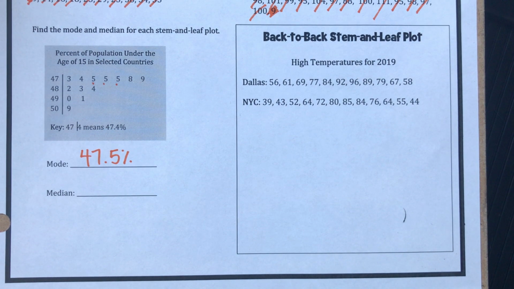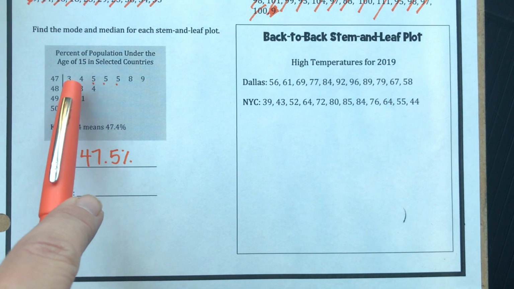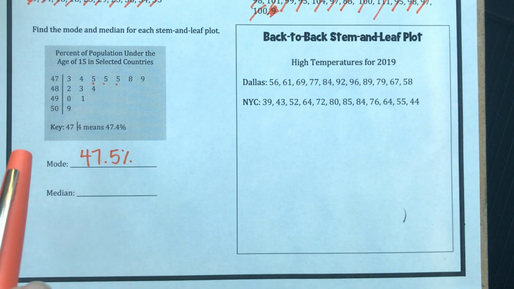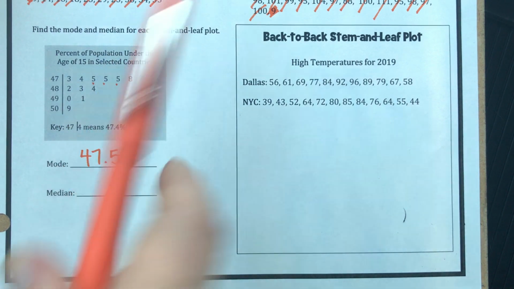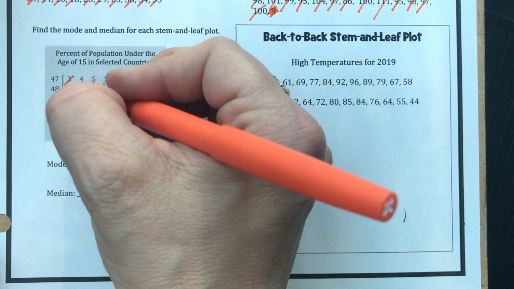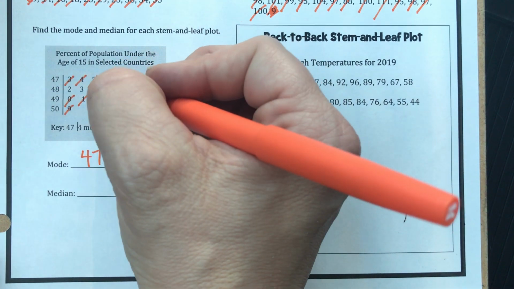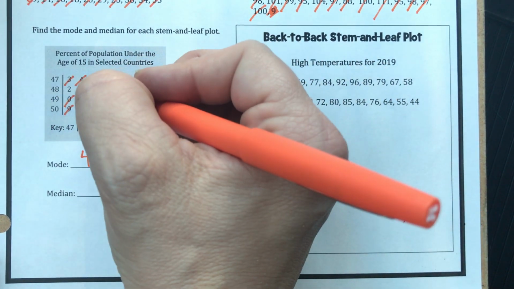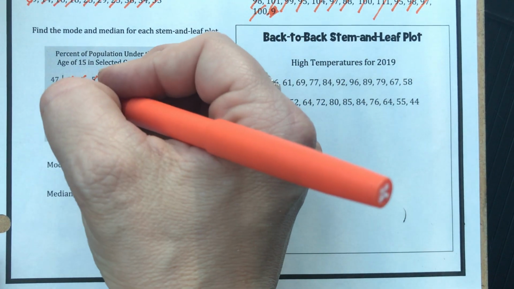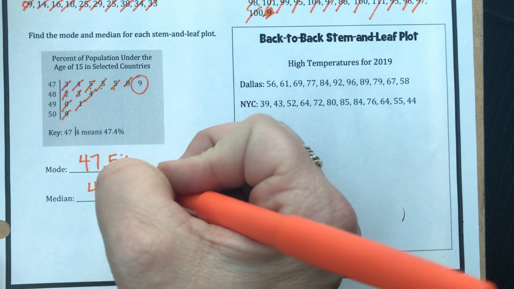Okay, and then the median, we have to think about that these numbers are put in order, right? I have 47.3, 47.4, 47.5, 47.5. If I were to list them all out and find the middle, that's what I'm looking for. So I like to go through and cross off my smallest and my biggest. Smallest, biggest, smallest, biggest. That is my median, 47.9%.